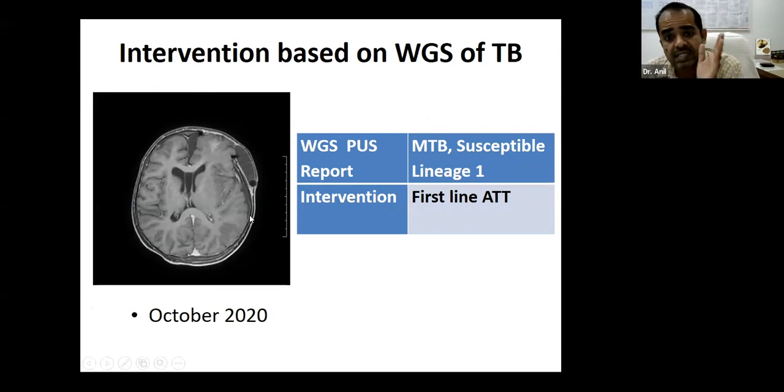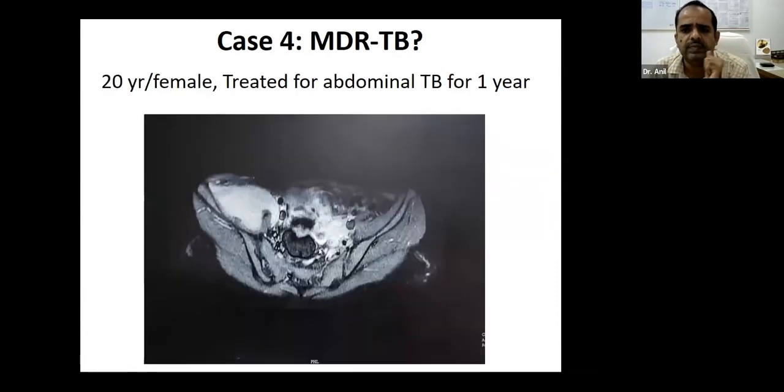First-line ATT was started only after the whole genome sequencing report came. So this treatment was decided only after the whole genome sequencing came. So there was no reason to withhold the ATT again. We continued the ATT, and the child recovered from the infection.